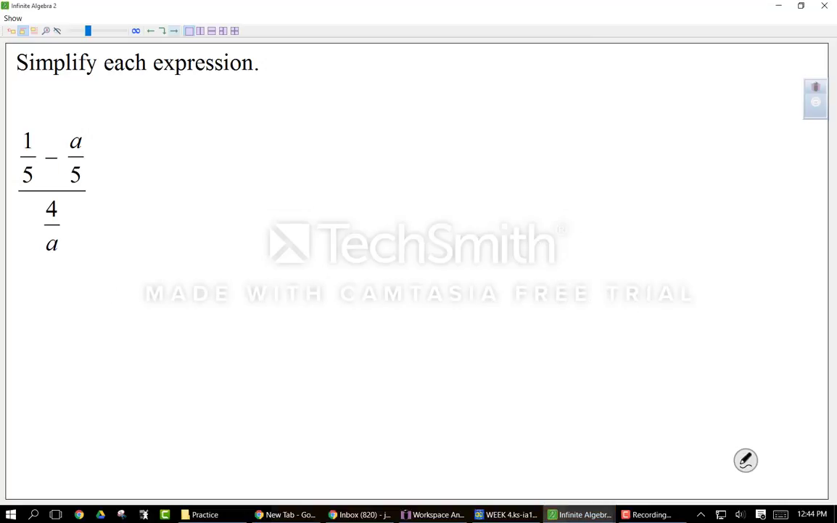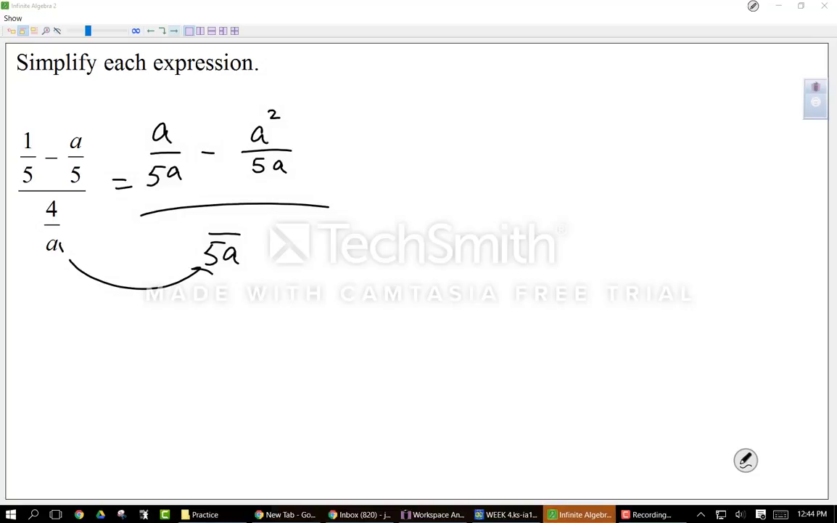Okay, let's do this particular problem here. Again, I need a common denominator. So what is it? Well, I have an a and a 5, so that means hopefully by now we know that we can just do 5a as my common denominator. So because that's 5a, this has to be an a, and then this has to be an a squared, because I multiplied by a to get the 5a's. And then I multiplied this a by 5, so this becomes a 20. So now I can rewrite my answer as a minus a squared over 20.